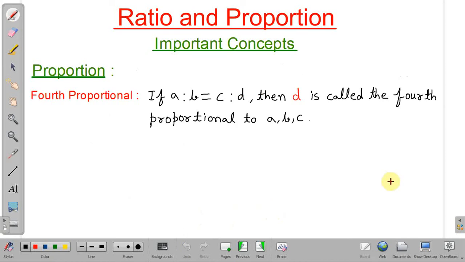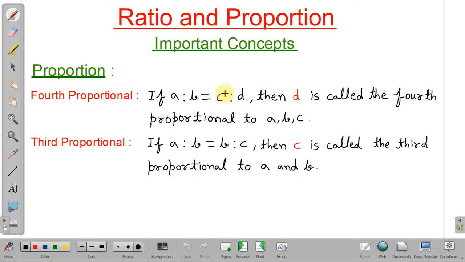Next, some terms we will discuss in proportion. The first one is fourth proportional. So what is fourth proportional? Suppose A ratio B is equal to C ratio D, then this D is called the fourth proportional to A, B and C.